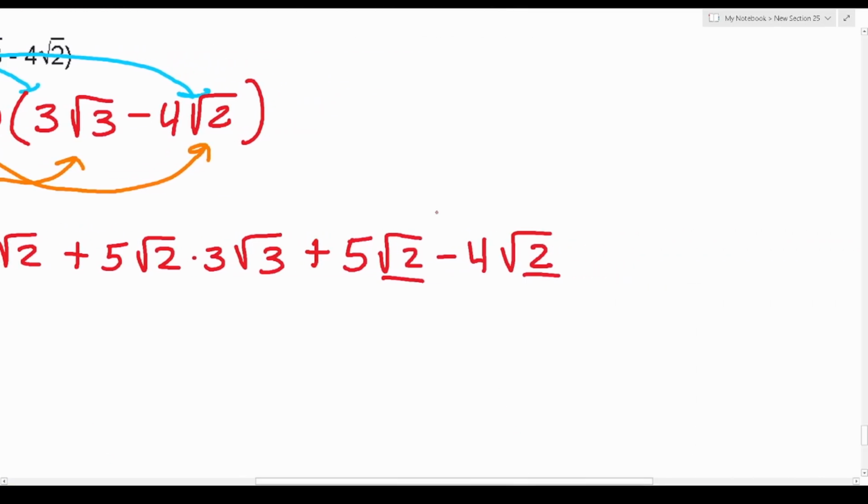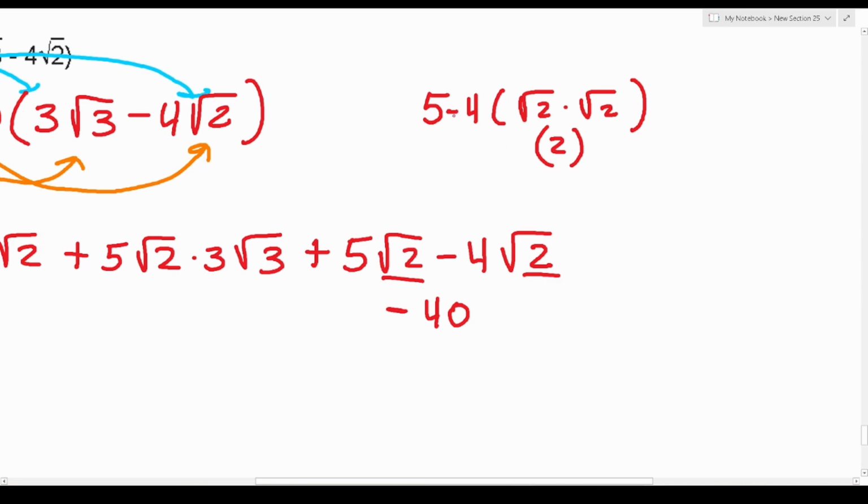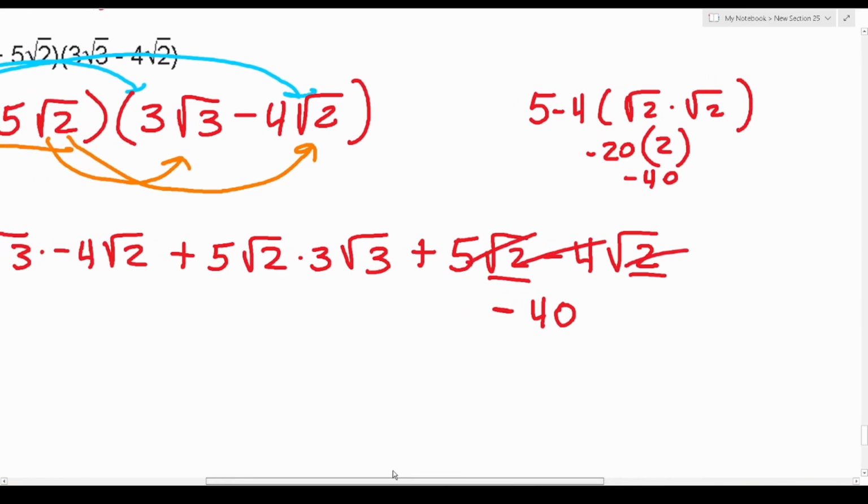Let's go ahead and do the same thing over here since we have bases of 2. Again, we know this square root 2 times square root 2 is going to be 2. So this is 5 times negative 4, which is negative 20, times 2. So this is negative 40. Okay, and if you want me to work that out, I will. Again, let's pull out that 5 times this negative 4 right here. Then we have square root 2, square root 2. Again, I know square root 2 times square root 2 is just going to be 2. This becomes 5 times negative 4, which is negative 20. Negative 20 times 2 is negative 40. Okay, so that's simplified right there.